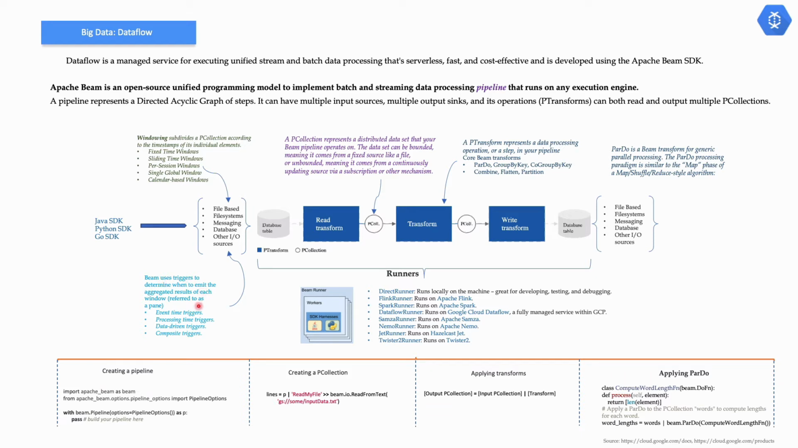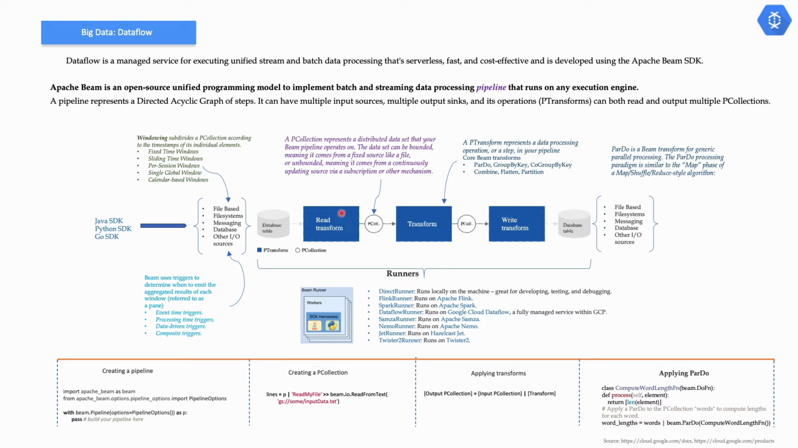Beam uses triggers like event time triggers, processing time triggers, data-driven triggers, composite triggers. And these triggers depend on the windowing capability. So windowing divides a PCollection, which is just like a distributed data set, according to the timestamp of its individual elements. So fixed time windows, sliding time windows, per session windows, single global windows, calendar-based windows. So with the combination of trigger and windowing, you capture the exact set of data that you need to process.